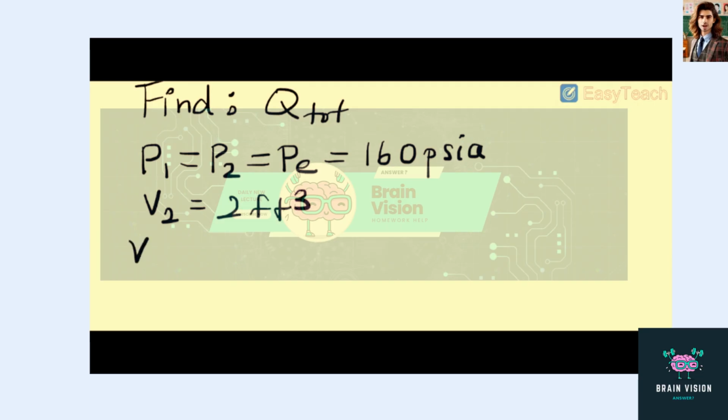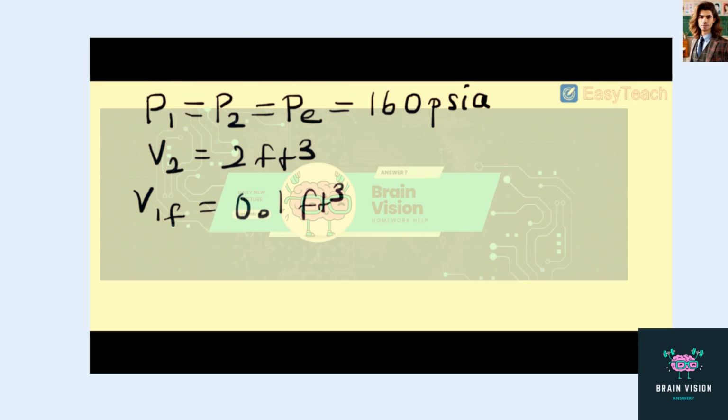So the first will be V1F, which is going to be the volume occupied by the liquid, which is going to be 5% of 2, which is 0.1 cubic feet. And then we're also going to have a V1G, which is the volume occupied by the vapor, which is the remainder of 1.9 cubic feet. So from the saturated R134A table, we can find specific volume, internal energy, and enthalpies corresponding to the saturation pressure of 160 psia.